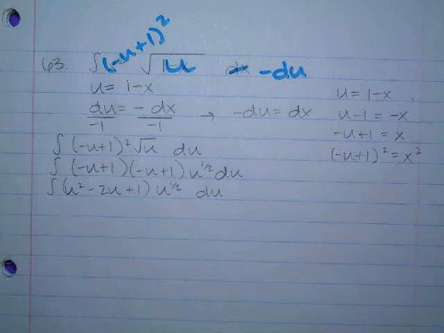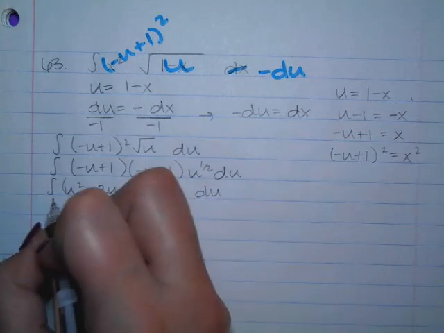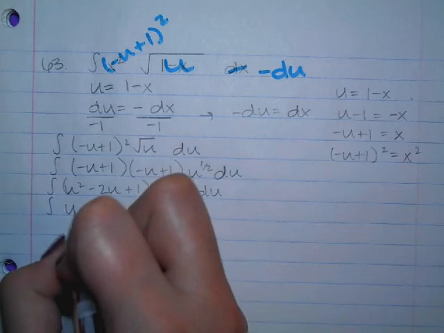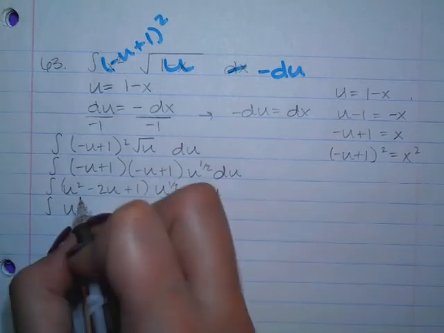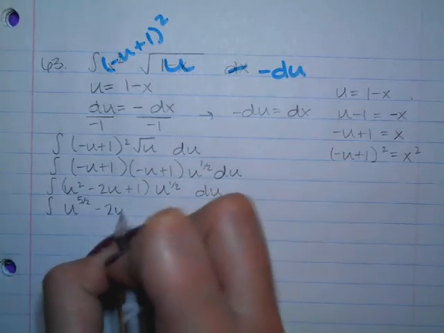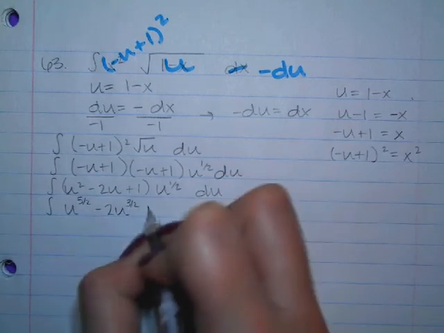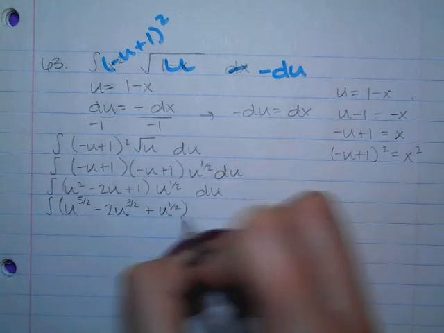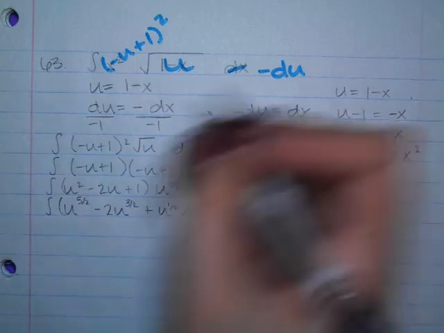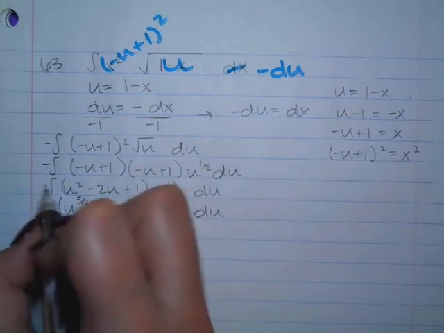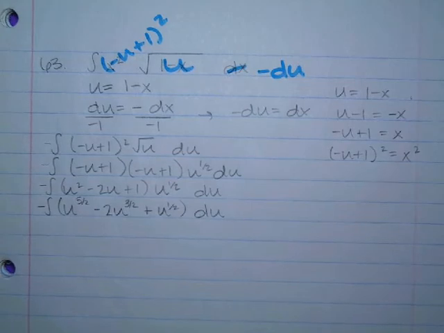It's like having a positive number. Okay, so we've got u to the 3 halves, nope, or sorry, no, 5 halves, minus 2u to the 3 halves, plus u to the half. Isn't it negative du? Oh, we gotta do the negative. Whoa, whoa. Negative, negative. Whew, come on now. Man, don't be slacking. That was terrible.